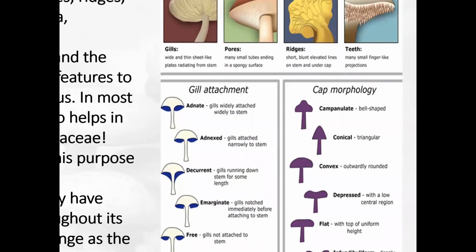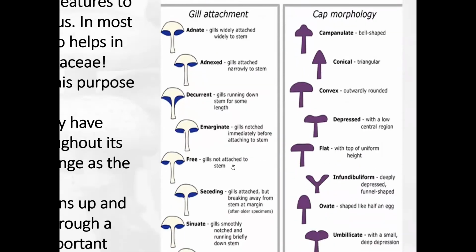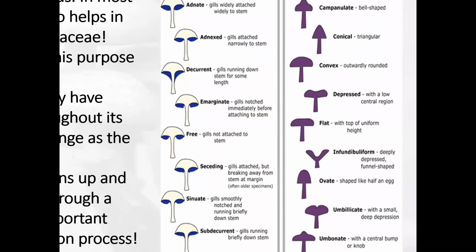So, and then also the gill attachment, right? Is it adnate? Are the gills widely attached to the stem? Are they narrowly attached to the stem? Are they running down the stem for decurrent? And then emarginate is gills notched immediately before attaching to the stem. So these are all really confusing. And even me, years after, I still have to refer to this chart.